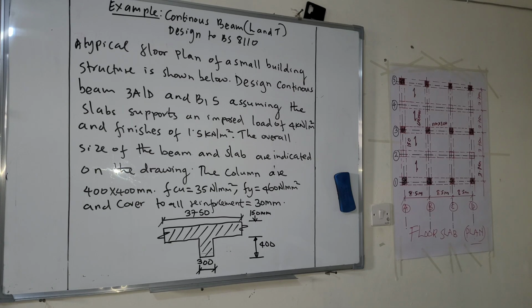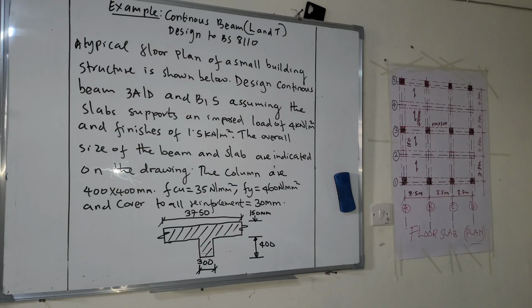Today I want to tackle example number 1, and this is continuous beam, L and T beam designed to BS 8110. So the question is on the board and it reads, a typical floor plan of a small building structure is shown below. Design continuous beam 3AD and B15, assuming slab supports an imposed load of 4 kN per meter square and finishes of 1.5 kN per meter square.